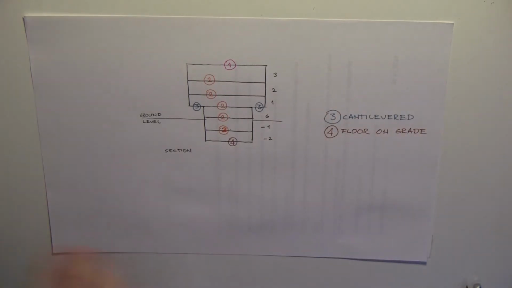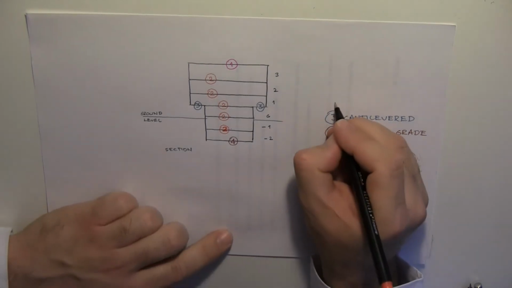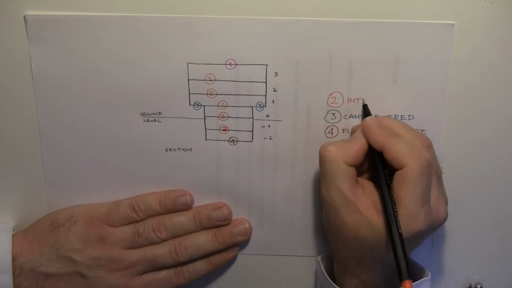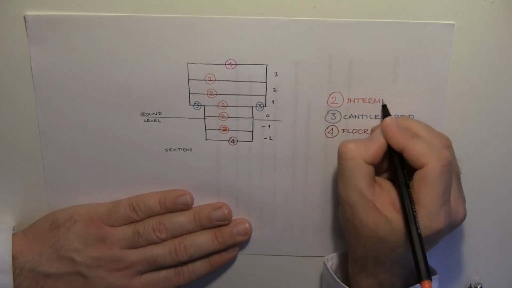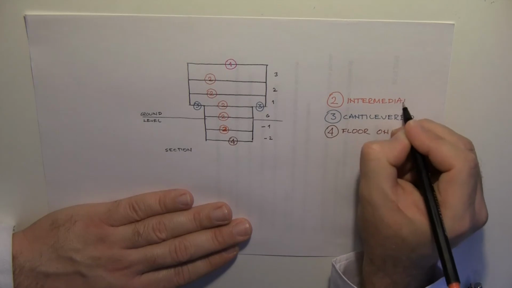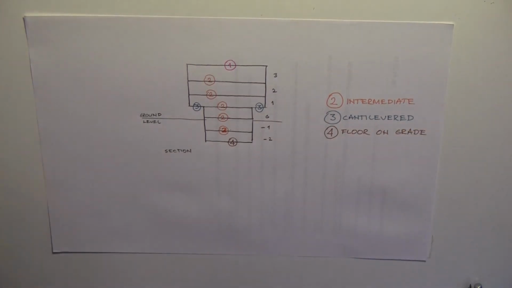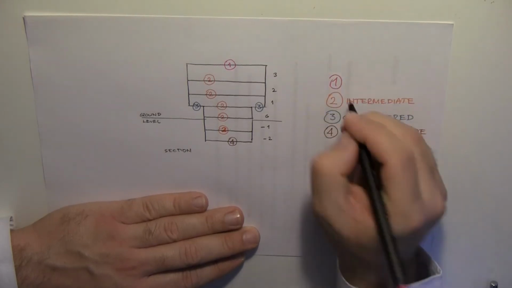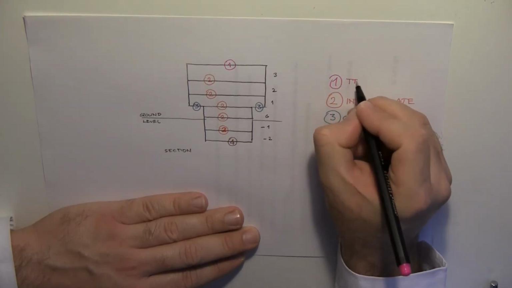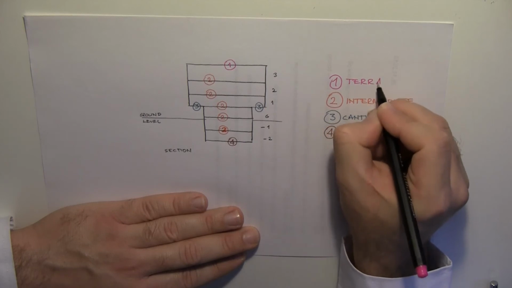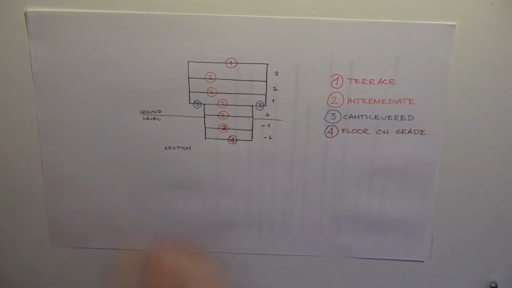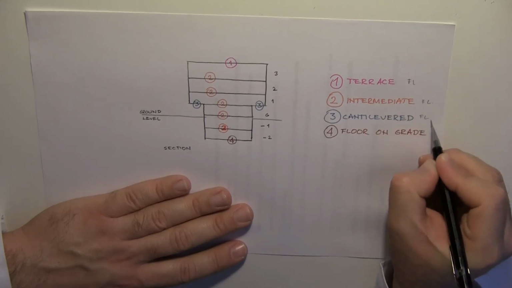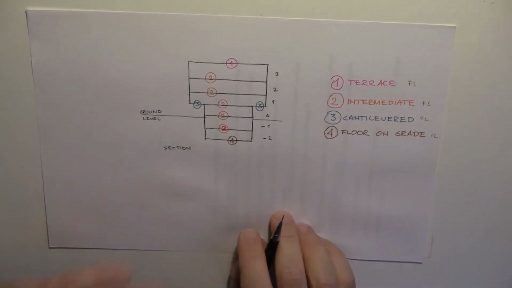Okay, and then I'm going to take my orange color. I will write 2 here. Okay, and I will write here intermediate floor. Okay, and finally I am going to take my pink color. Okay, and I will write terrace here. Okay, don't forget to add the word floor next to each of them.